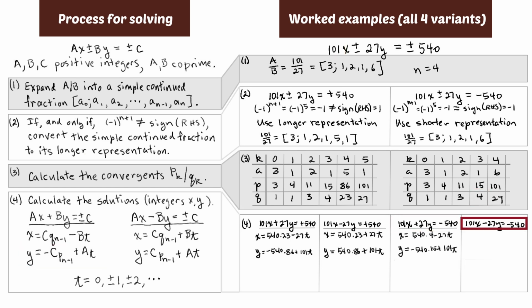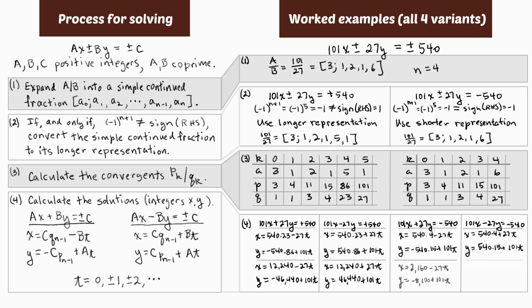For the last one, the form is ax minus by, so we use the second set of expressions for x and y, but we keep using these convergents. For both x and y, the terms are the same like we said before, but we add them instead of taking the differences. We'll just write x equals 540 times 4 plus 27t, and y equals positive 540 times 15 plus 101t. Here's what you get when you multiply all of these out.